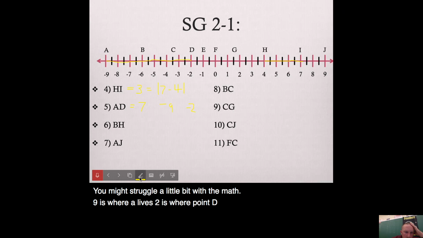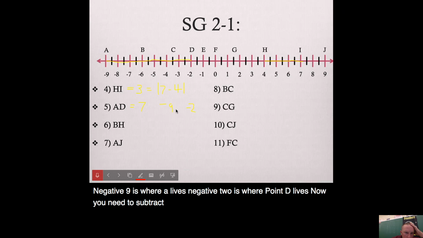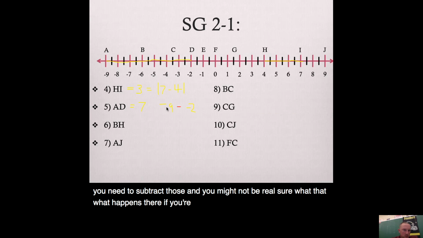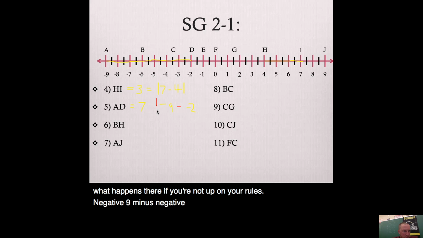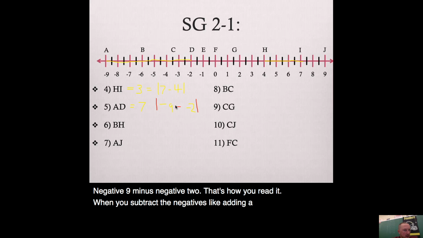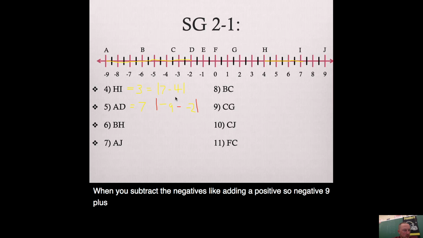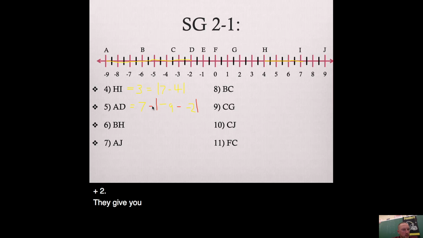Now you need to subtract those. And you might not be real sure what happens there if you're not up on your rules. -9 minus -2, that's how you read it. When you subtract a negative, it's like adding a positive. So -9 plus 2, that gives you -7, which we know has to be +7 when you take the absolute value.